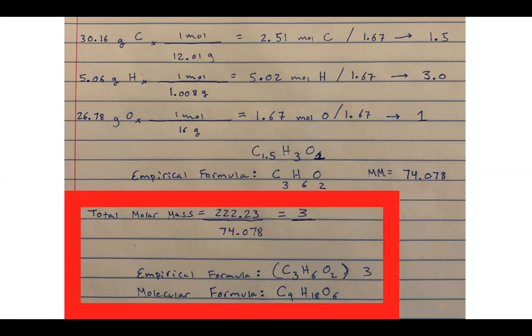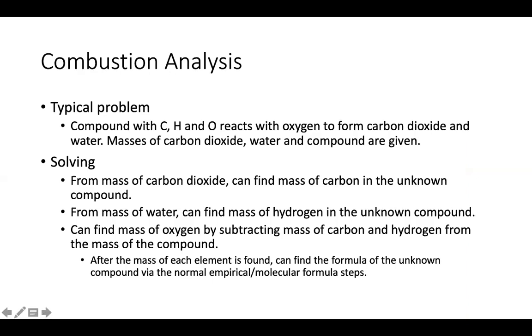Now to go from the empirical formula to the molecular formula, you take that quotient you just solved for, which in this case, again, is 3, and you multiply all the subscripts in your empirical formula by it. Okay, so instead of C3, it's going to be C9. Instead of H6, it's now H18, and instead of O2, it is going to be O6. Okay, and that's how you make the jump from empirical to molecular formula.